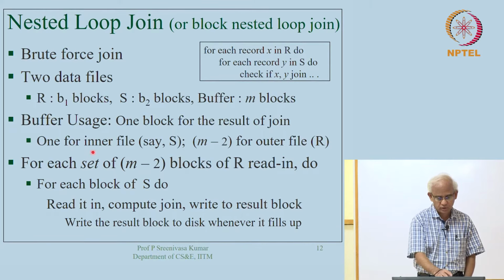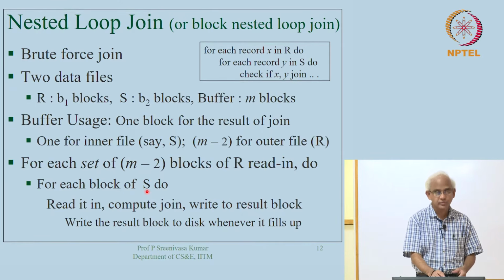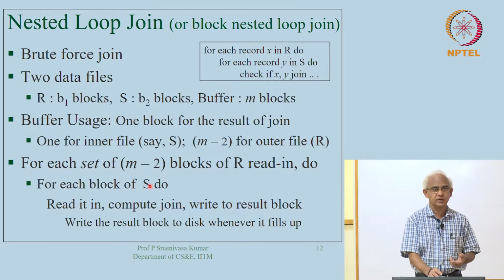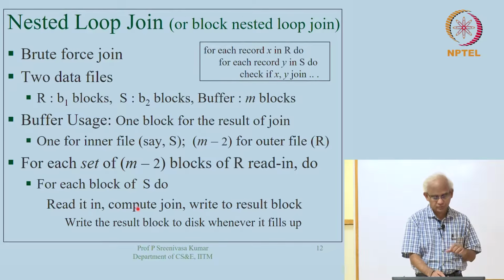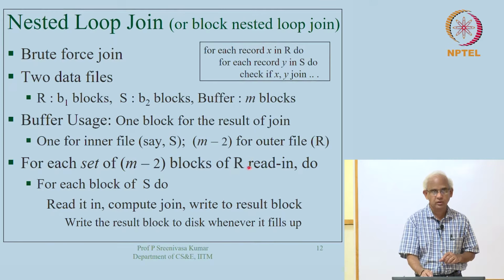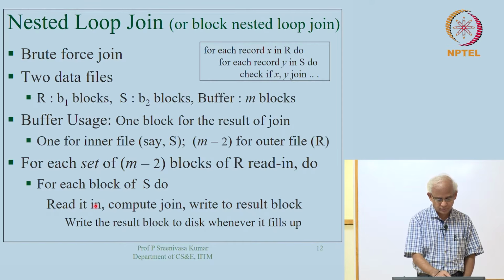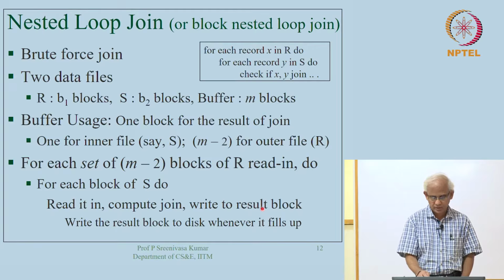So, we have reserved one block space for S, right. So, read the records of S, the inner file, into that one block by block. When you read it in, then you have access to a bunch of records, then you can find out whether they join with any of these records of R, and then you can produce a result. So, once you read a block, compute the join and write the result.